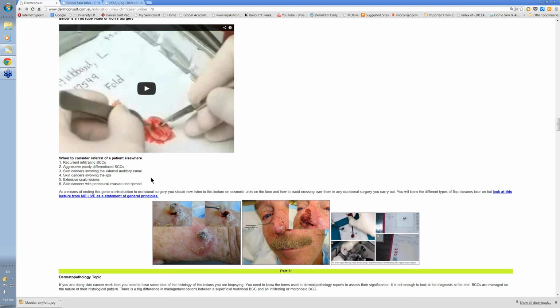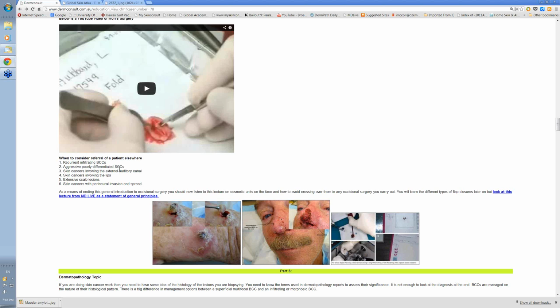This little bit I thought was important. I'll go into it in a bit more detail in the webinar itself, and that's when to consider referral of a patient elsewhere. And I think these are all good. You know, recurrent infiltrating BCCs, particularly on the face and neck. They can go deep. They can go much deeper than you think. They can go much wider than you think. You're going to have normally to take at least 7mm margins, sometimes even more, around where you think the edge is to make sure you've got this out.